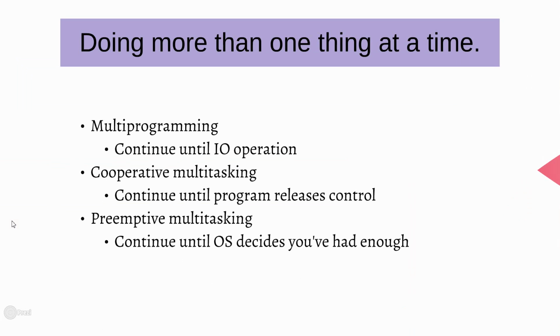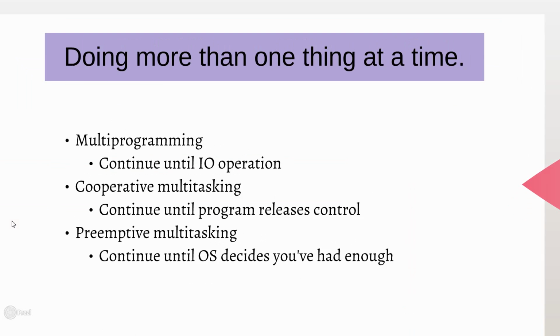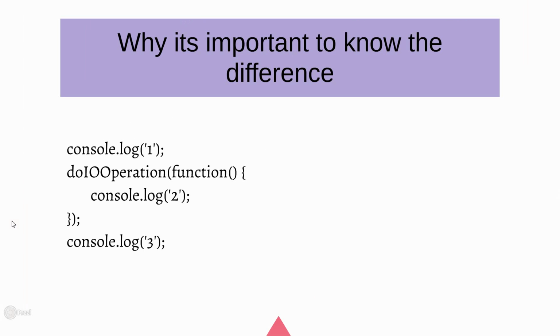But those of us who program in Node.js will notice it's actually cooperative multitasking, which means it writes out 1, it then tells it to go off and do the I/O operation, and then writes out 3. And at some point later, 2 will come out because the I/O operation is completed.